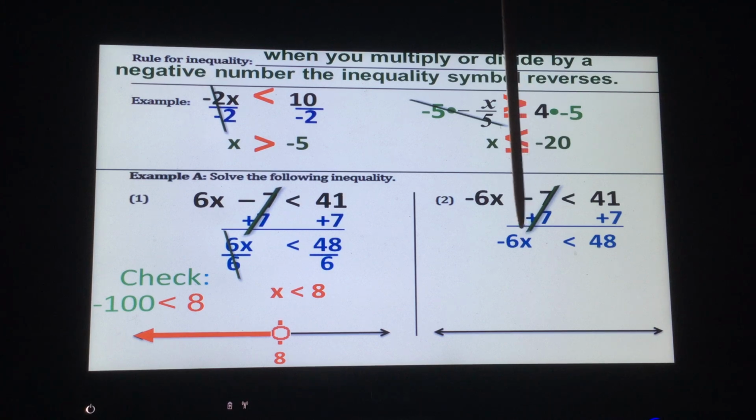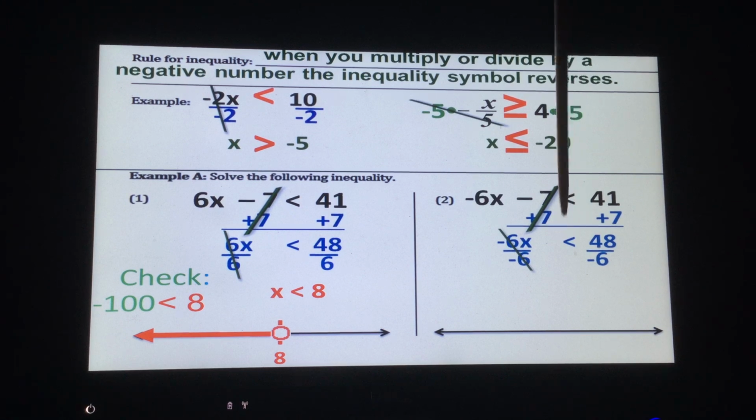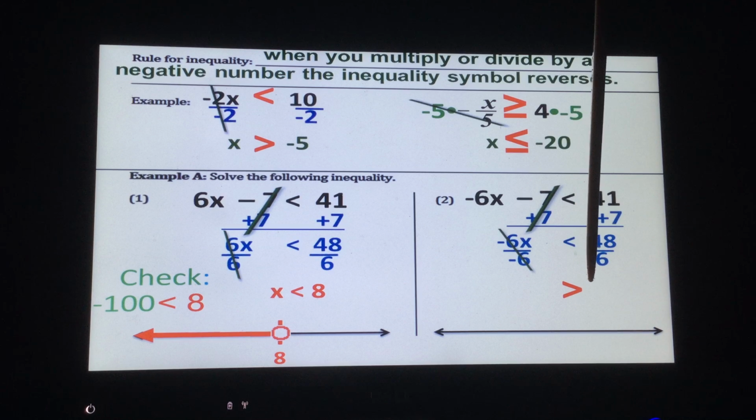Now, we're going to divide this time again, but when we divide, negative 6 over negative 6, of course, cancel out, but we divided by a negative. And up here, you guys remember the rule. When you divide by a negative, you need to switch the symbol. So this less than symbol changes into a greater than symbol. Make sure that's the first thing you do before you do any math, because you don't want to forget that this is going to change.